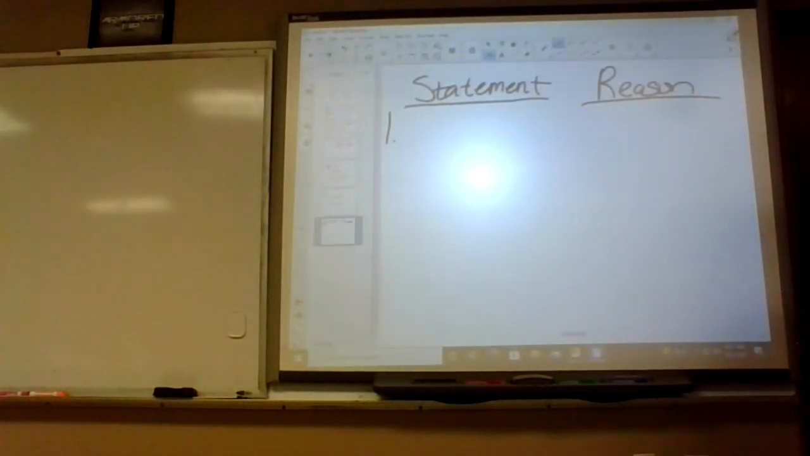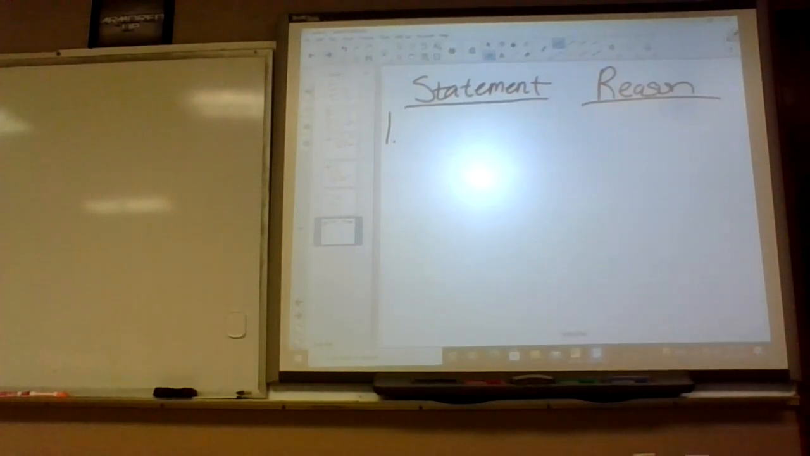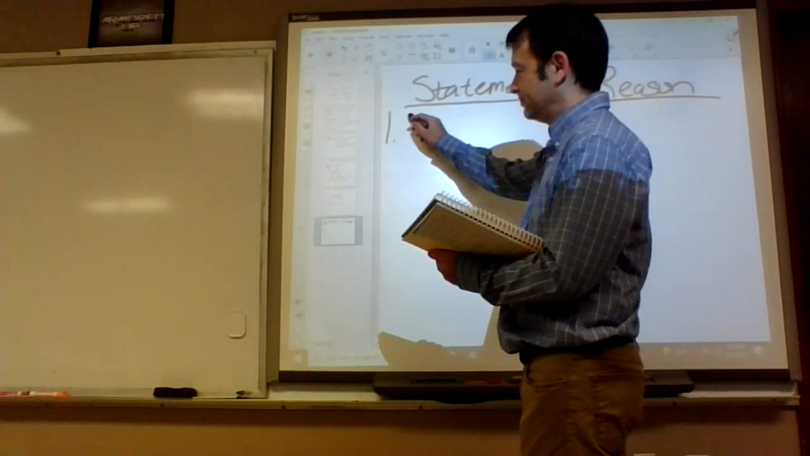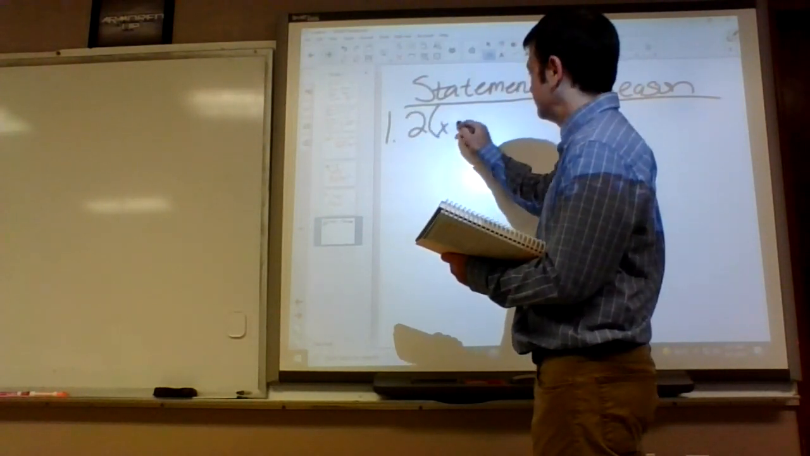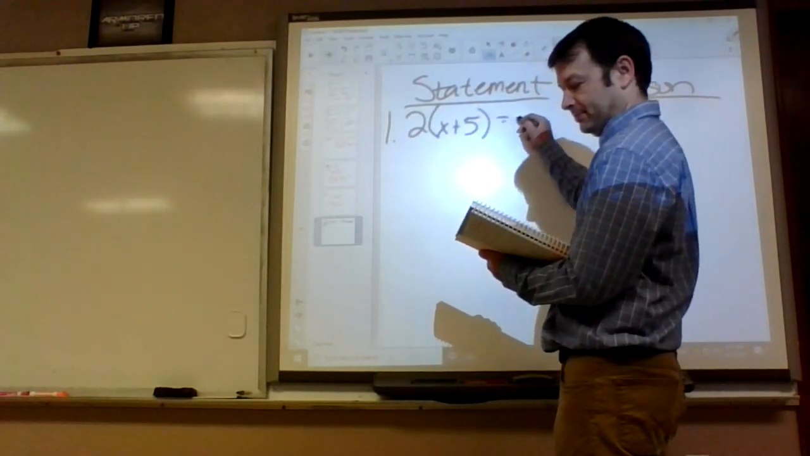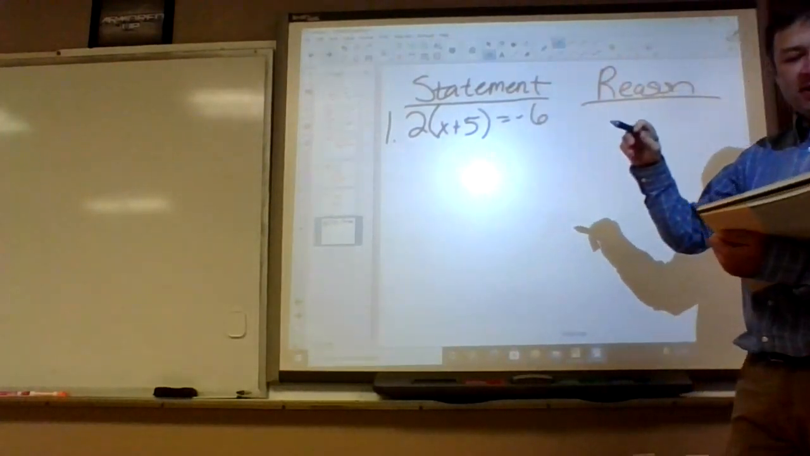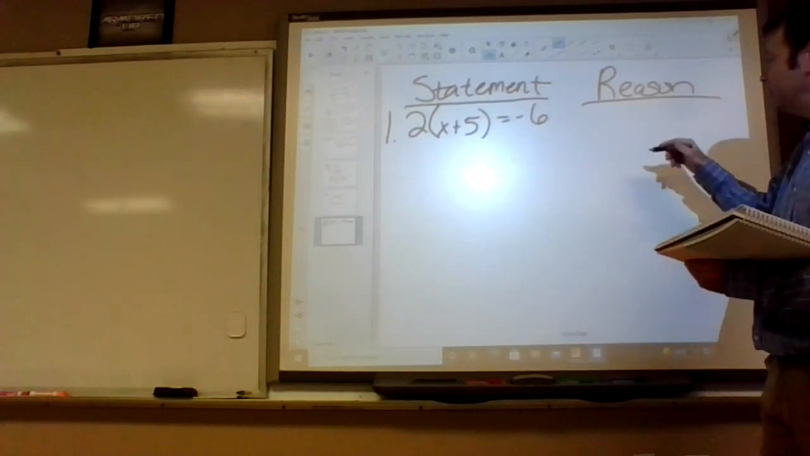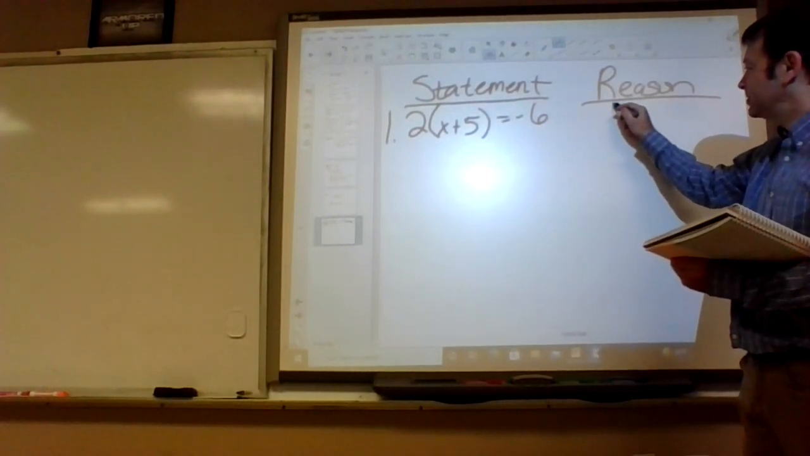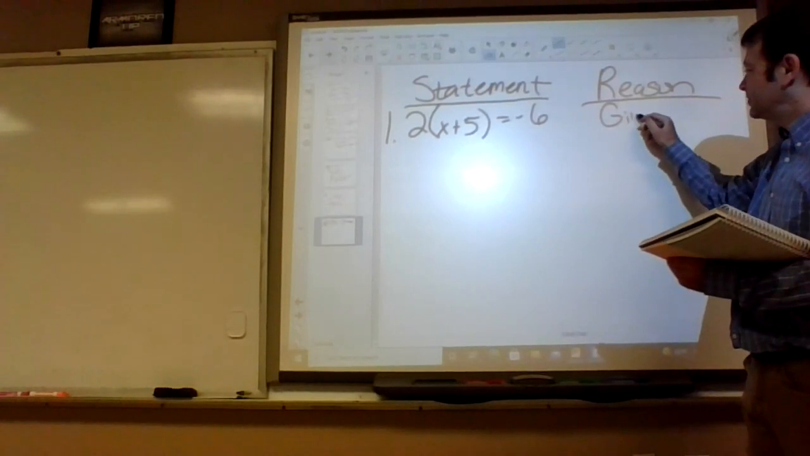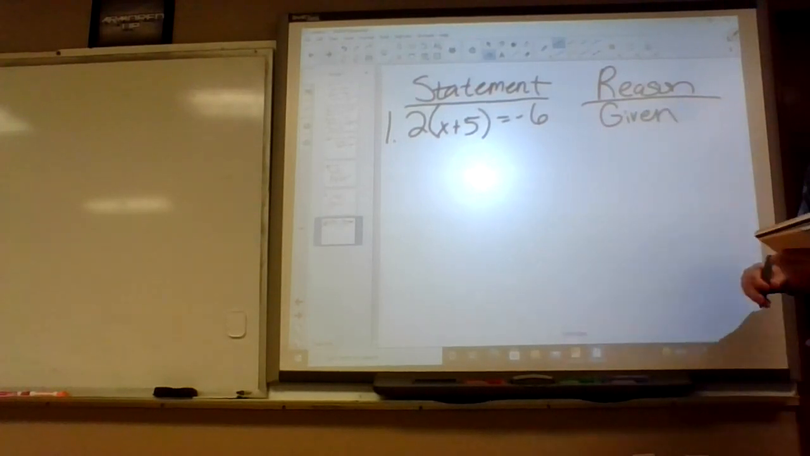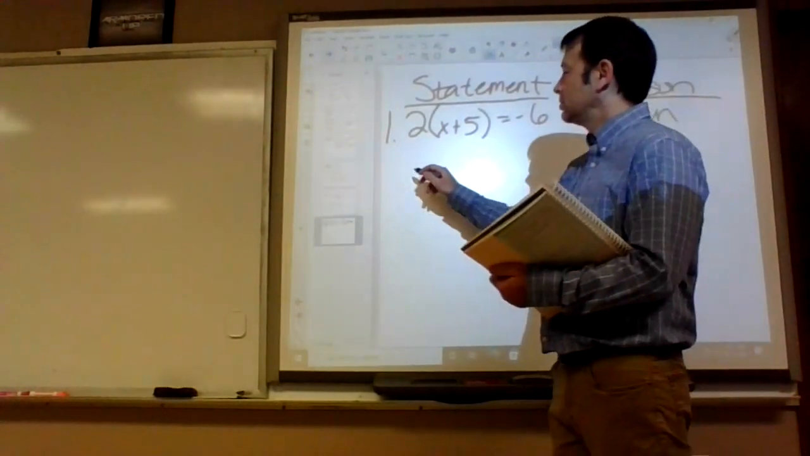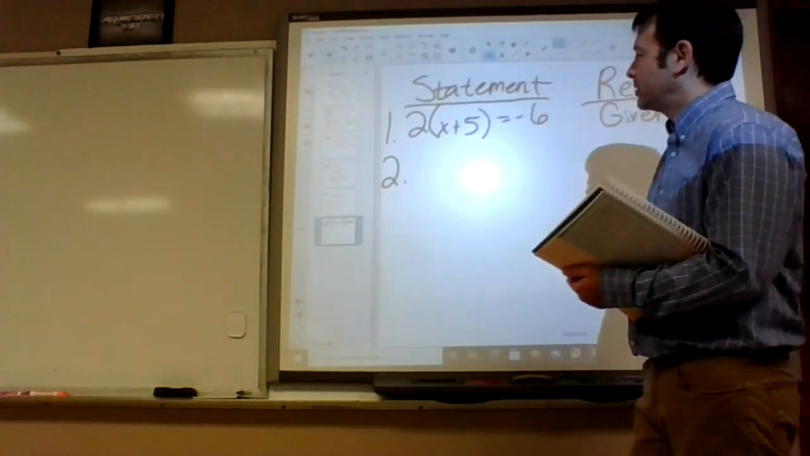What am I going to put on line 1? You should know this. The given. What is the given? 2x plus 5 equals negative 6. What's the "then x equals negative 8" part for? That's for the end. That's what we're trying to prove, what we're trying to get to. The reason is given. When we get to x equals negative 8, we are done.